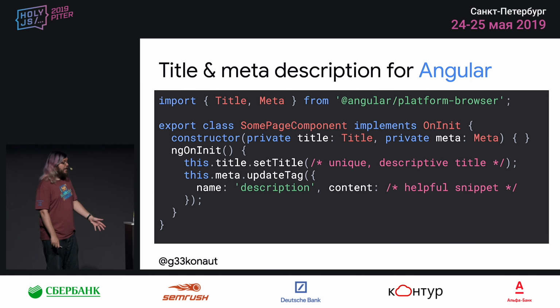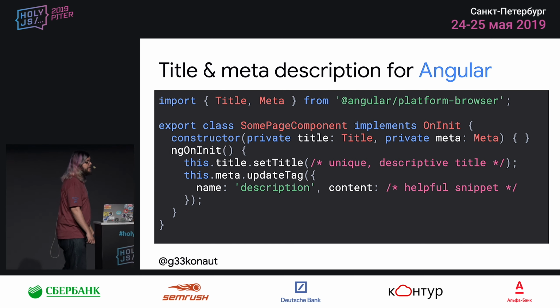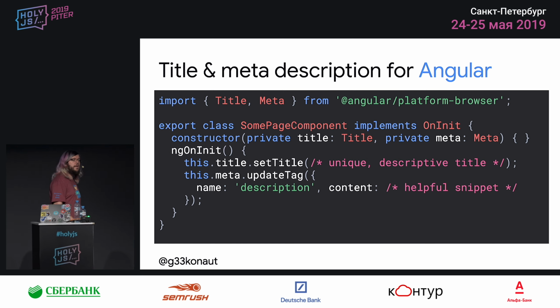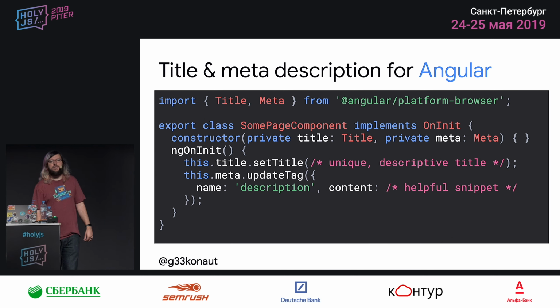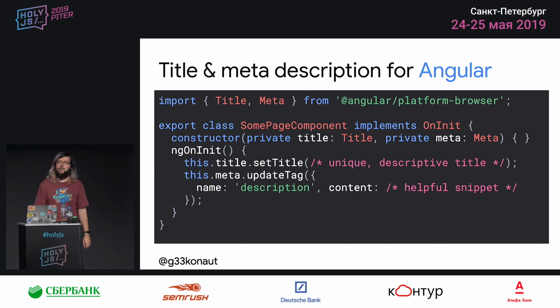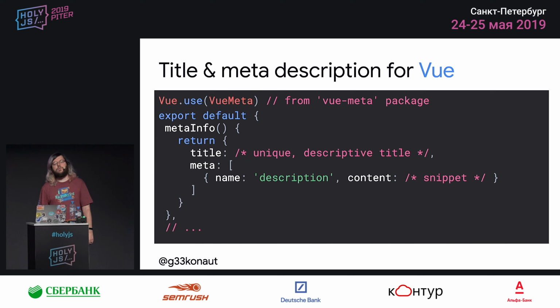In Angular, you have the built-in title and meta services. They do the same thing as in React. You just give it the properties that you need to create this title and meta snippet. And in Vue, you use the Vue meta package to do the same thing.